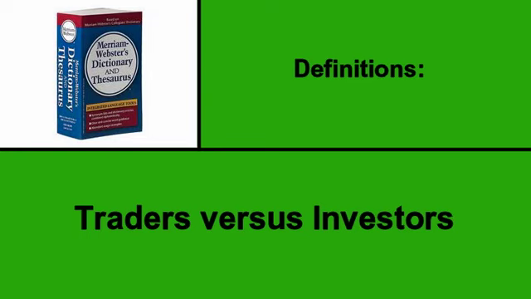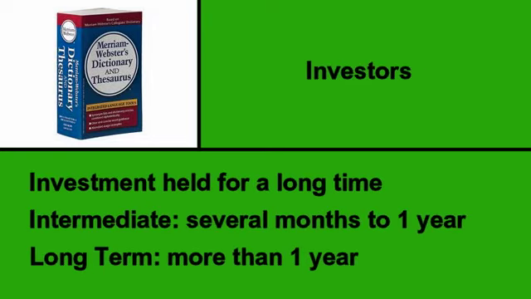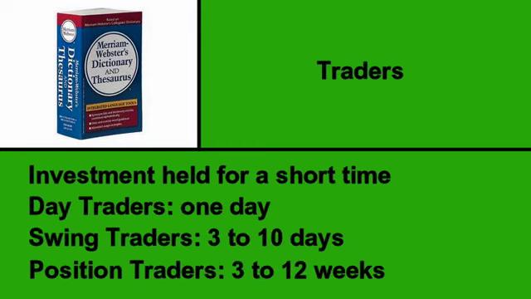Both traders and investors buy and sell stocks. The main difference is the amount of time they hold those stocks. Investors are individuals that make an investment and hold it for a long period of time. Intermediate investors, notice the term investors, generally buy a stock with the idea of holding it for a period of several months to 1 year. Long-term investors generally buy a stock with the idea of holding it for more than 1 year.